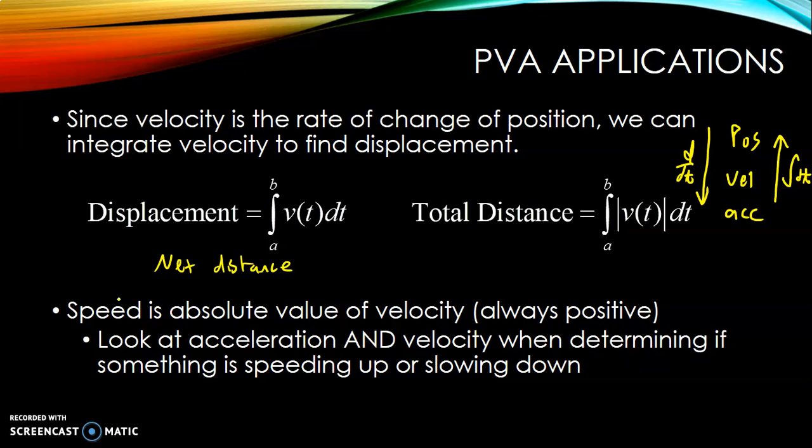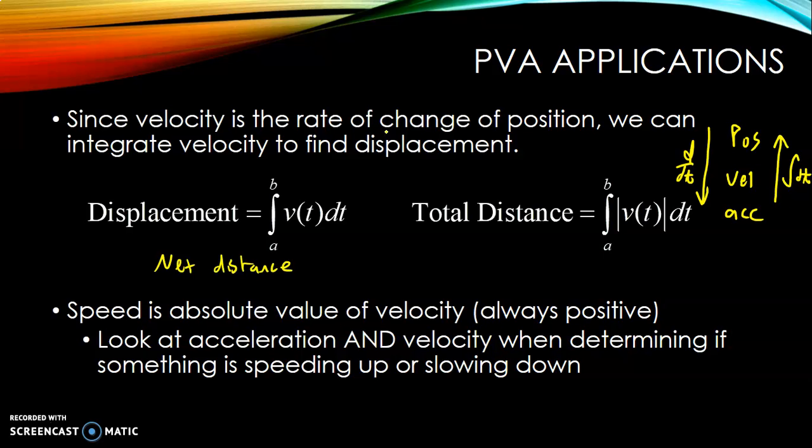Just a couple of side notes. When we talk about speed, we're talking about velocity, but speed is always positive, so it's the absolute value. The AP exam likes to ask about whether you're speeding up or slowing down. Make sure you look at both the acceleration and the velocity to see if something is speeding up or slowing down.